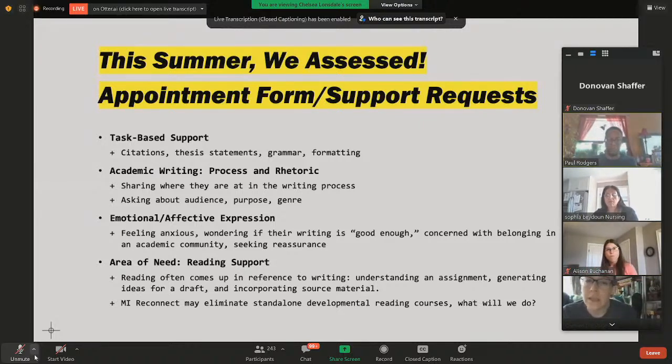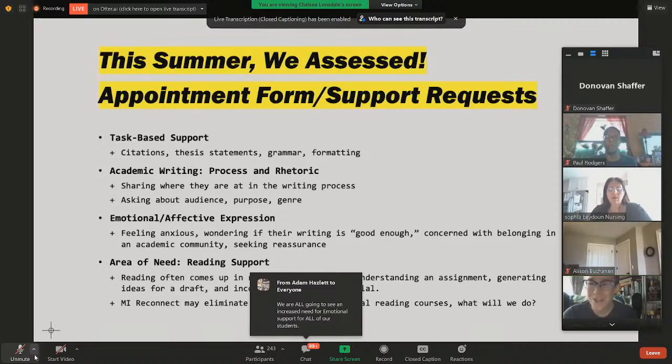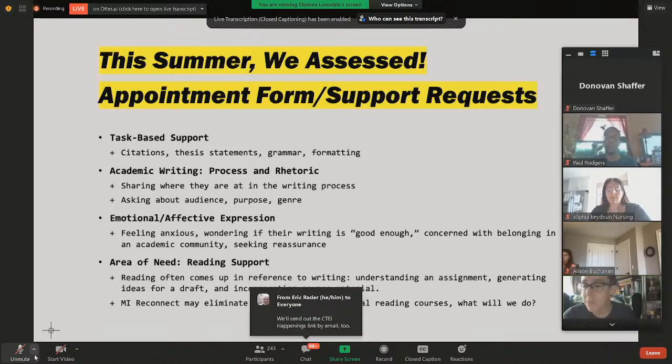We also see a lot of talk about the emotional and affective part of the writing experience. So sometimes students will express feeling anxious. A lot of times they want to know if it's good. Is this good? Is it good enough? And we see a lot of comments about concerns about wanting to belong within an academic community. So sometimes students will share, I've been out of school for a while, or I'm a high school student and I want to sound like a college writer. And so they're kind of seeking reassurance that way.